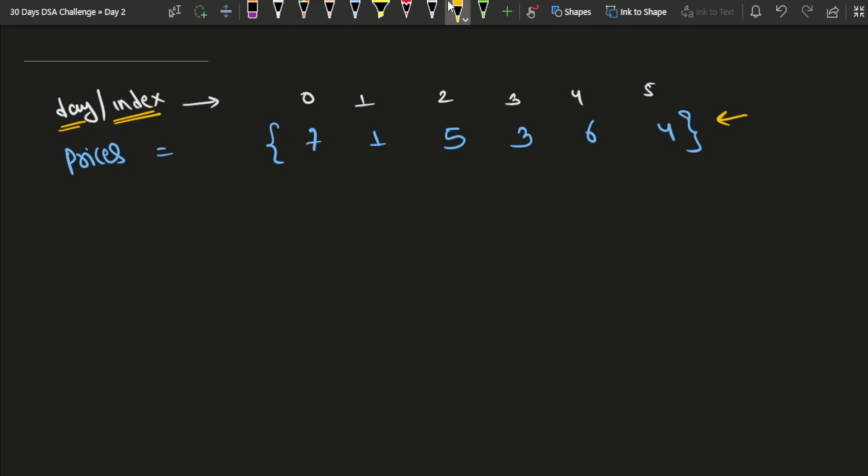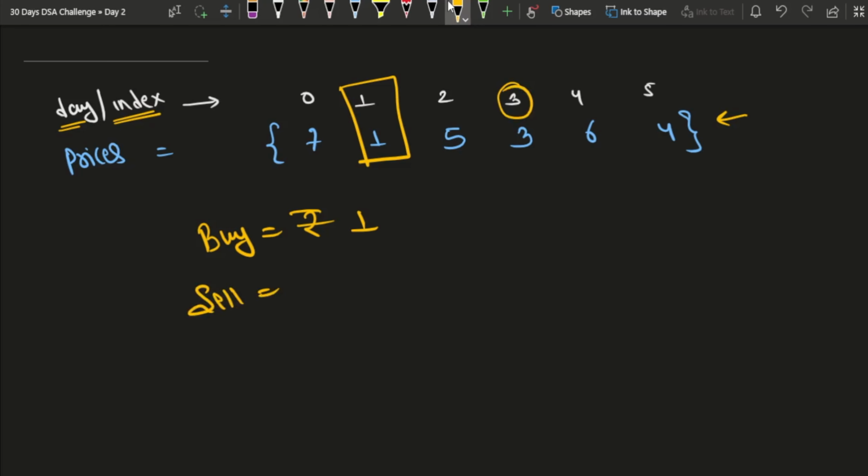So let's say I buy a stock on day 1, so it will cost me 1 rupee. And if I decide to sell this stock on day number 3, then how much profit will I make? Let's see. If I sell this stock on day number 3, how much money will I get? I'll get 3 rupees. Now what is the profit?